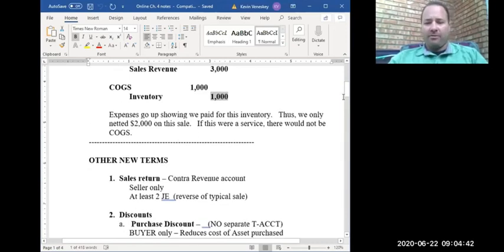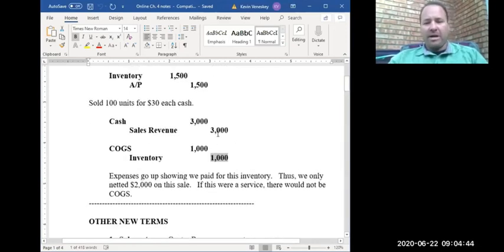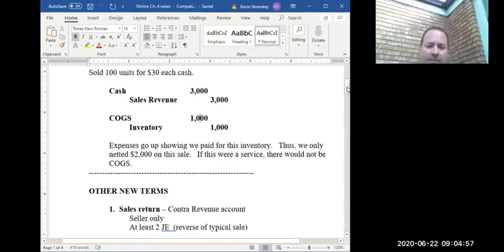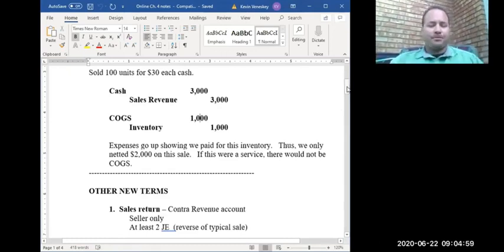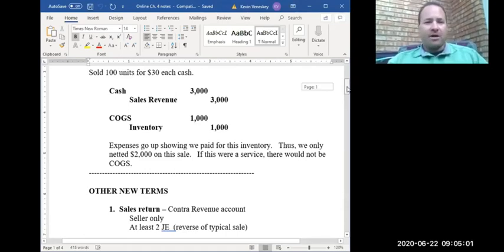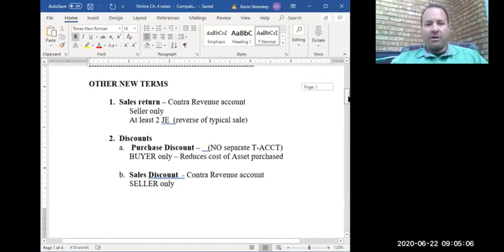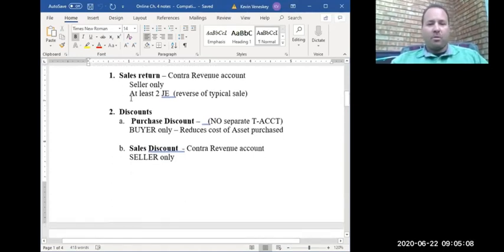So the final little step here, we didn't really make 3,000 in profit. We really made 2,000 when you take the 3 minus the expense of that inventory. So we had profit here, what's called a gross profit of $2,000. Well, that's one of our new terms, cost of goods sold. A few other terms that we're going to get into when we look at our practice problem.